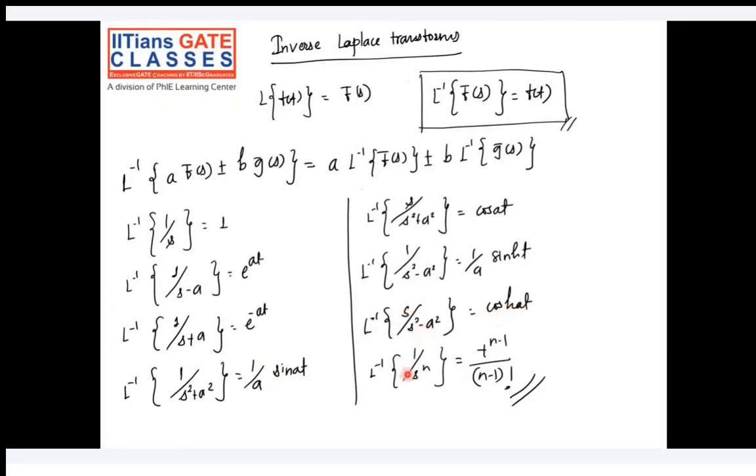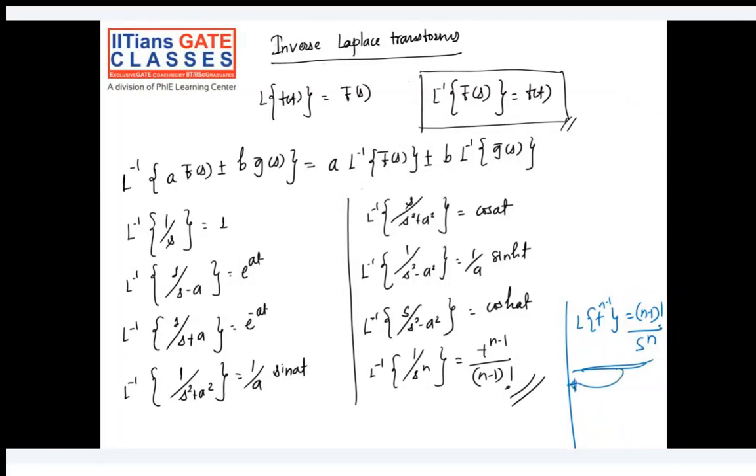and inverse Laplace of 1 upon s raised to the power n is t raised to power n minus 1 divided by n minus 1 factorial. How is this calculated? You know, Laplace transform of t raised to power n is what? N factorial divided by s raised to power n plus 1. So Laplace transform of t raised to n minus 1 will be n minus 1 factorial divided by s raised to the power n. So inverse Laplace of 1 upon s raised to the power n will be t raised to the power n minus 1 divided by n minus 1 factorial. Okay.